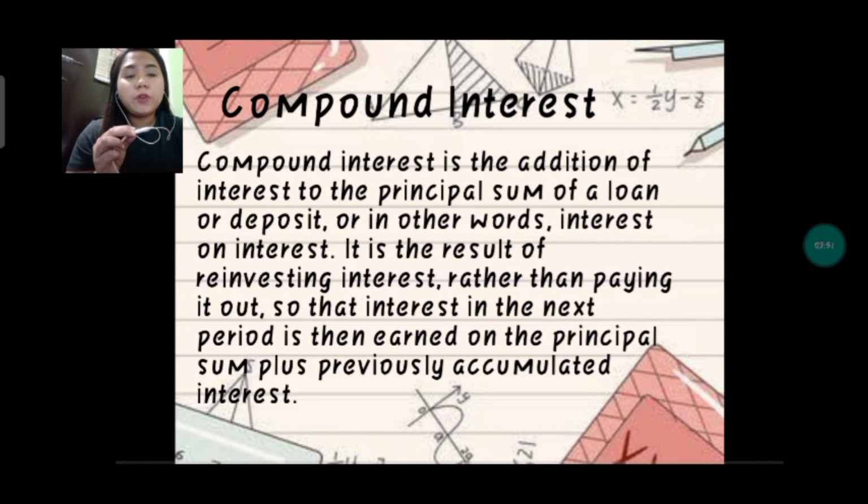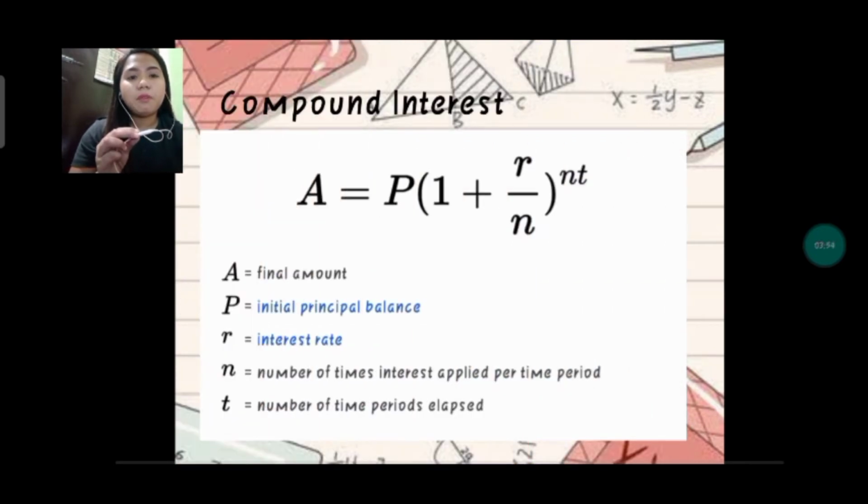So what is the formula of compound interest? A = P(1 + R/N)^(NT). A is the final amount or accrued amount, P is the principal amount, R is the rate of interest, N is the number of times interest is applied per time period, and T is the number of time periods elapsed, which talks about years, months, or days. Then to fully understand what is compound interest, let's try example number 3.